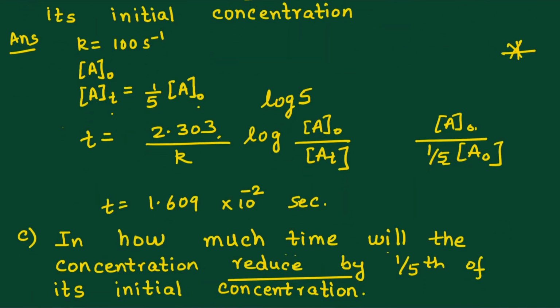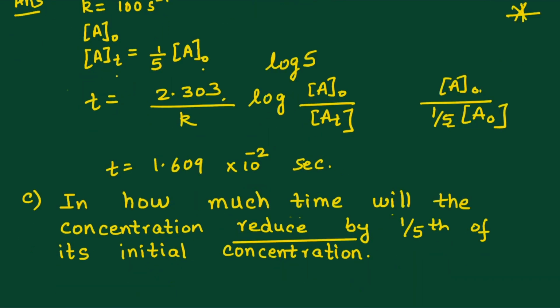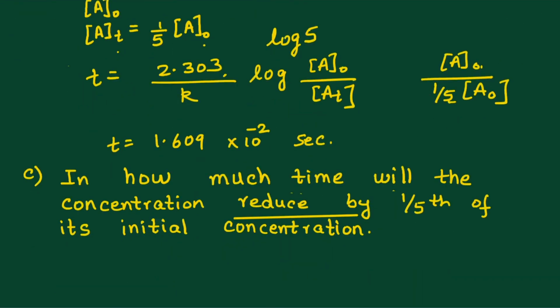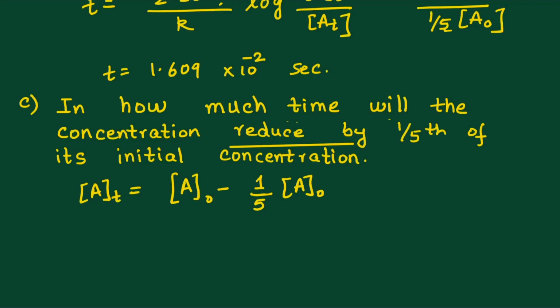Let's go on to the C part. In how much time will the concentration reduce by? So if it is reduced by, that means our concentration after time t would be the initial concentration, take away 1/5 of the initial concentration. You are reducing by this much. So that gives you a value of, got it? Yes. So 1 minus 1 by 5, you get 4/5 of A naught.